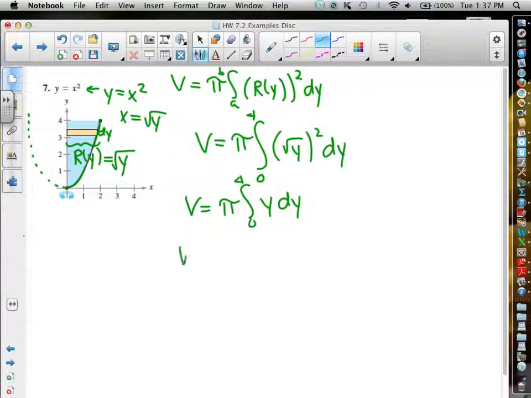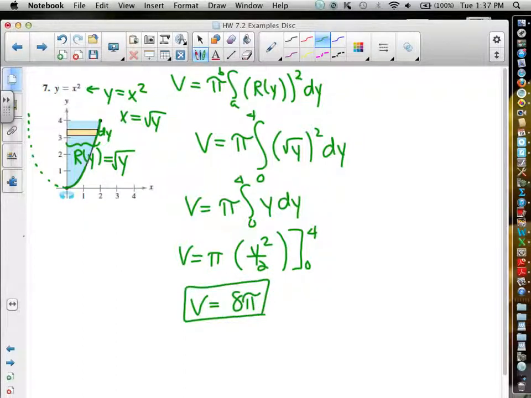Right, integrate y, we get y squared over 2, going from 0 to 4. Plug in 4: 4 squared is 16, 16 over 2 is 8 pi. Right, lower bound 0 just gives you 0. So that was number 7 from those homework problems.